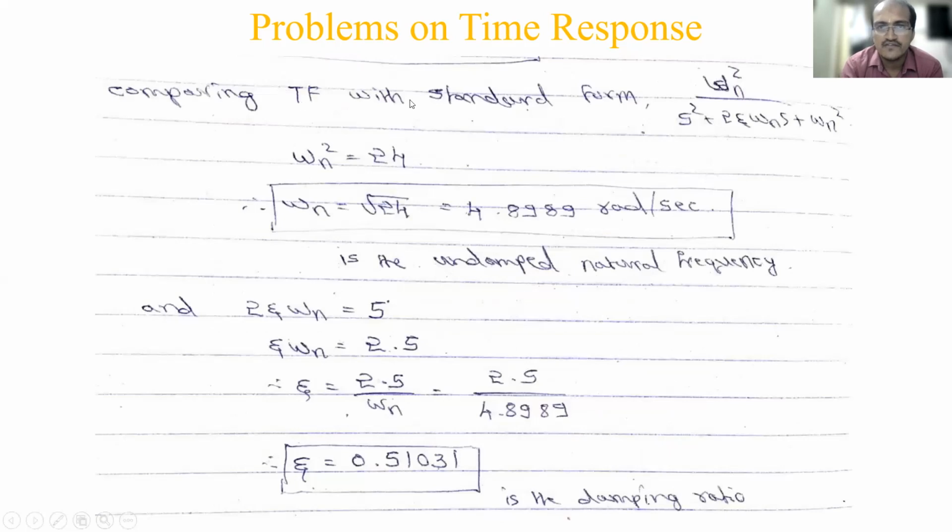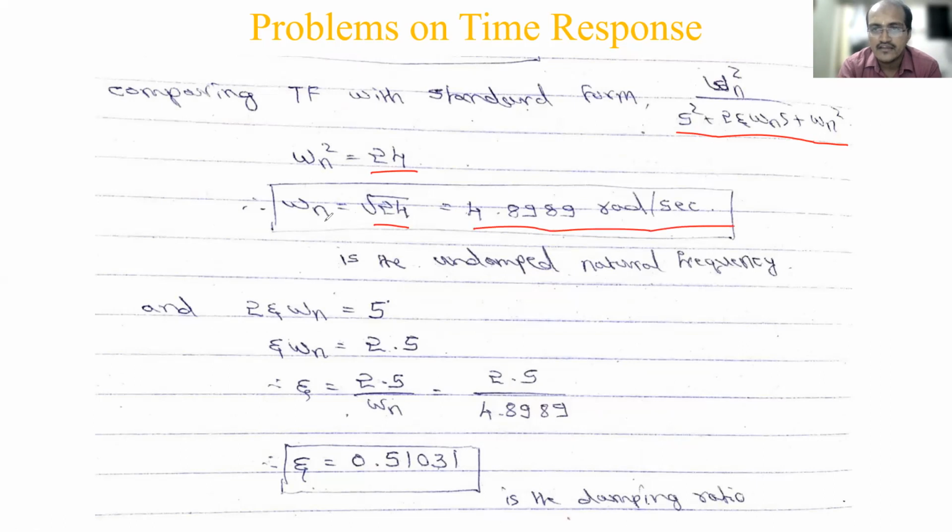So comparing the transfer function with the standard transfer function. I have written the standard transfer function here, but you should remember it. It should come when you close your eyes. It's the standard transfer function of a second order system. So compare with the denominator, I have done. So omega n square is 24 there. So omega n is equal to square root of 24, equal to 4.8989 radian per second.